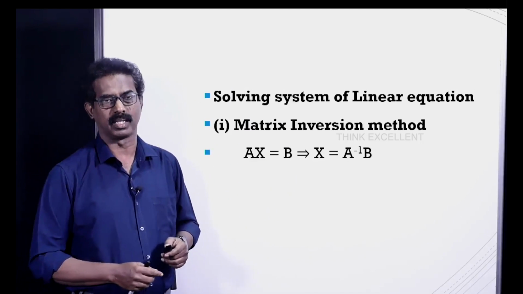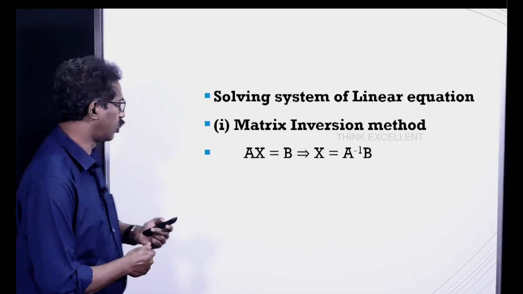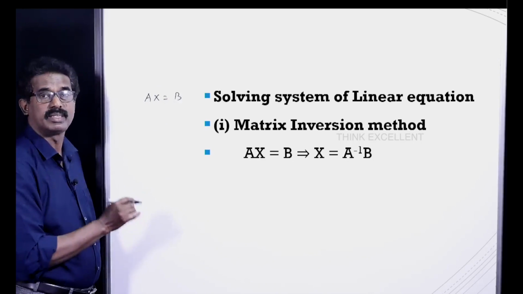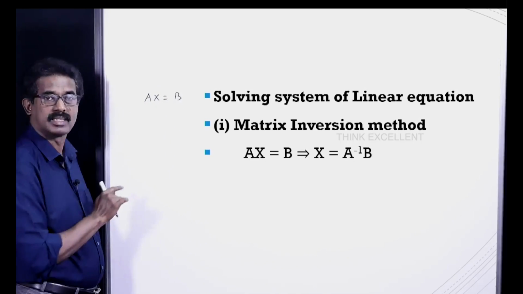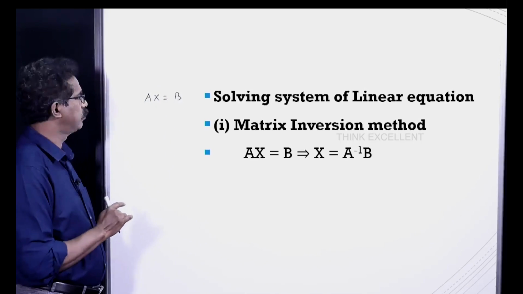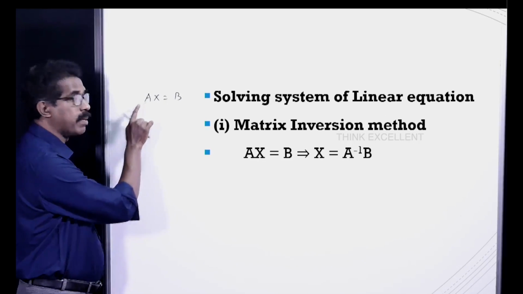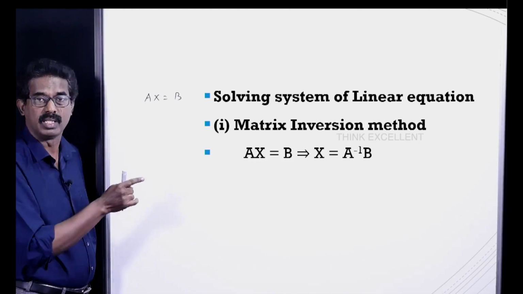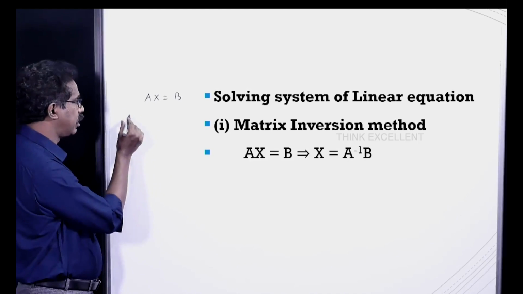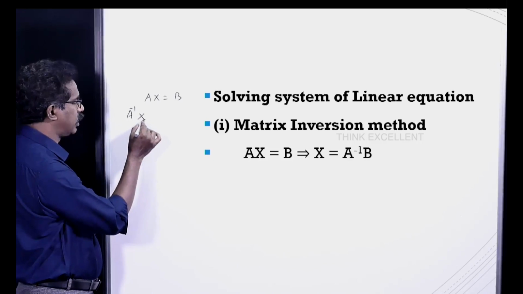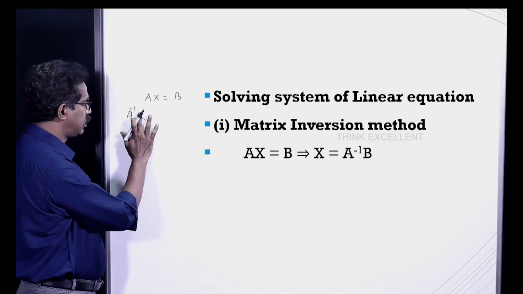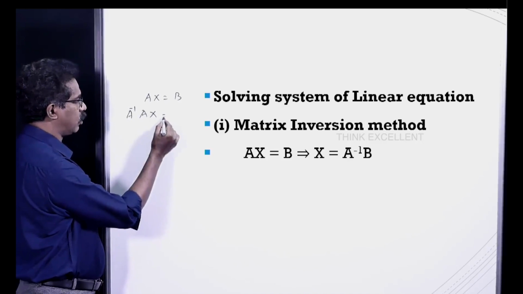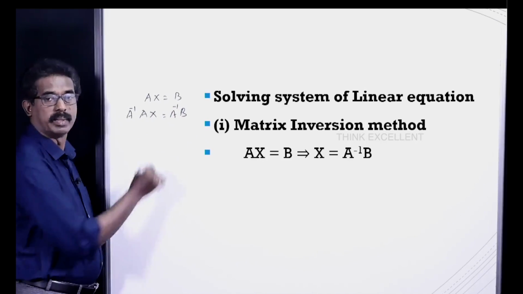Okay, so now listen here. Suppose AX equal to B. Solving means find the unknown. What's the unknown here? X. X is the unknown. How can you find X from here? If you want to find X, this A must get cancelled, right? So what you have to do? You multiply by A inverse. Pre-multiply by A inverse. So you will get A inverse into AX, is equal to A inverse into B, right?